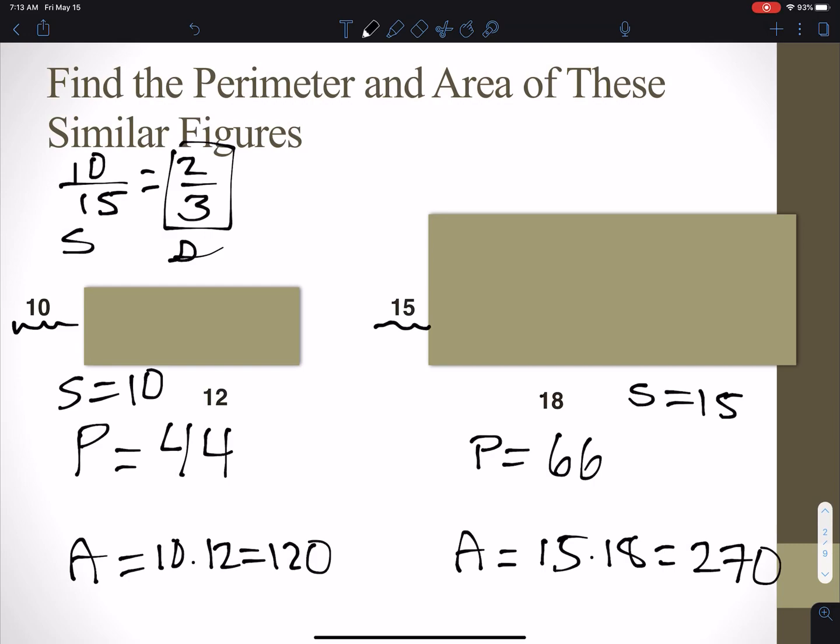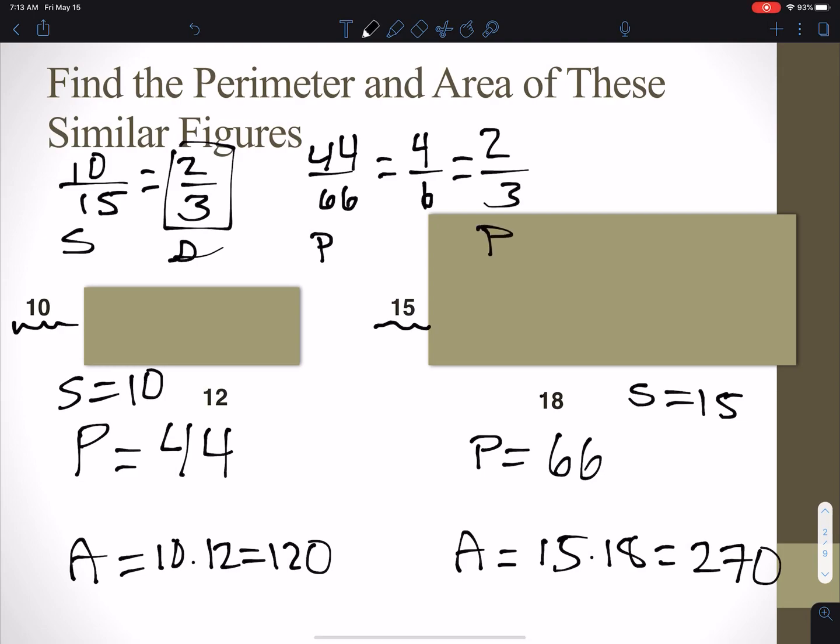Now I'm going to look at the ratio of my perimeters. Ratio of my perimeters would be 44 over 66. Now if you divide everything by 11, you'd get 4 over 6, which would then reduce into 2/3. So that's my perimeter ratio. Notice your perimeter and your side length are the exact same ratio. That means we're able to set them equal to each other.